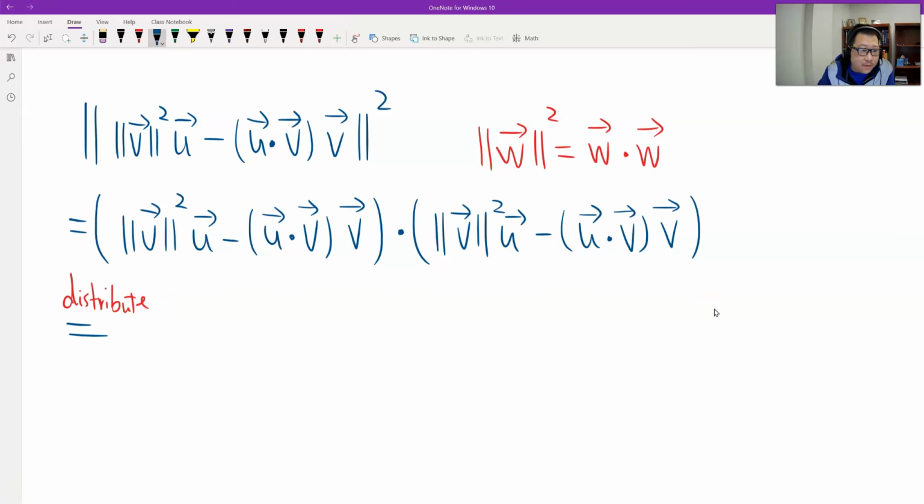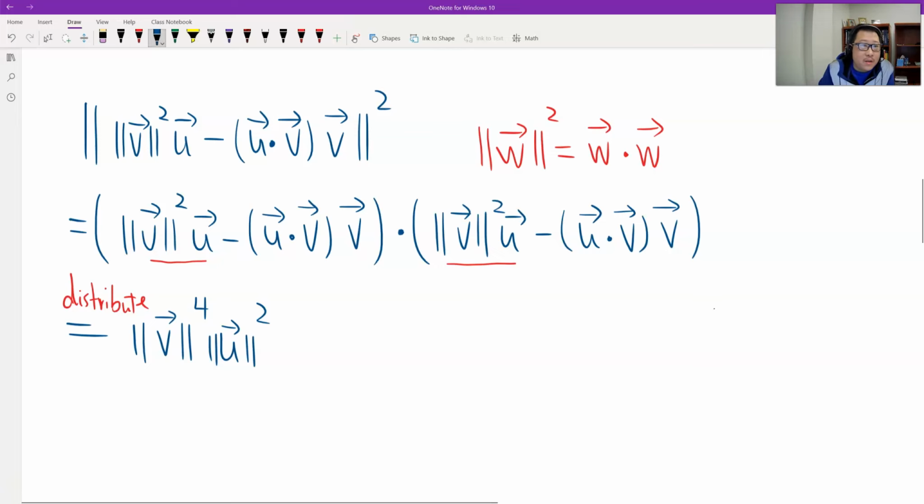So let's do the first term. The first term, you look at this term and this term, is the norm of v raised to the 4th power, and then u dot u. What is u dot u? u dot u is just the norm squared of u, so u dot u equals the norm of u squared. Okay, so we have the first term.